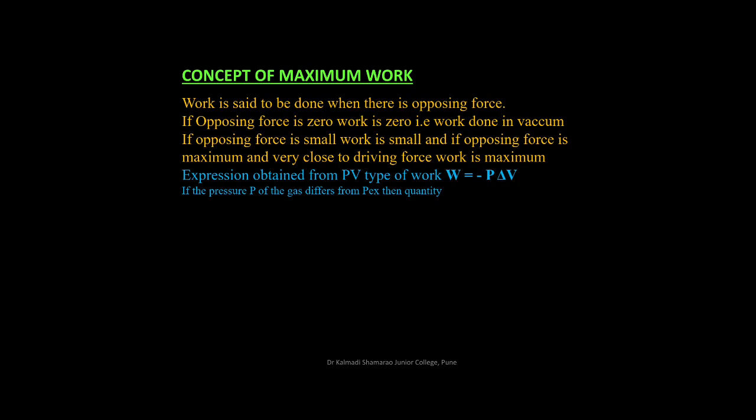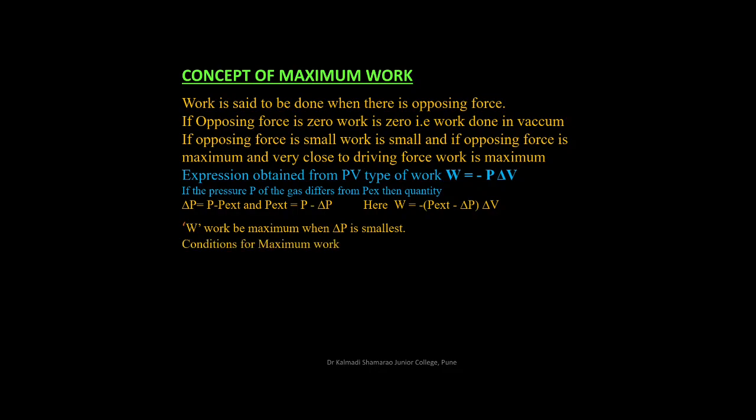If pressure P of the gas differs from P external, then delta P will be equal to P minus P external. Here P external we can write as P minus delta P. Now substituting this into the formula of W, we will be getting W is equal to minus P minus delta P into delta V. Hence, from this formula we can say that work will be maximum if delta P is smallest.